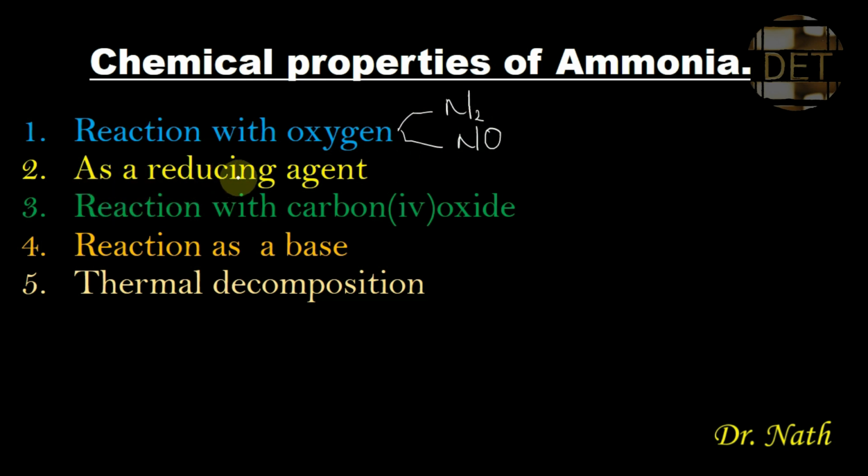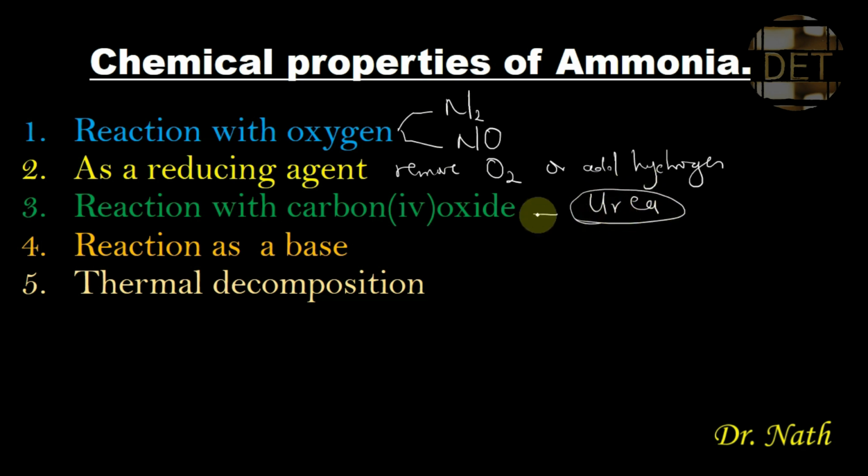Then we also looked at the chemical property of ammonia as a reducing agent. And we said that ammonia will either remove oxygen, O2, from a compound, or it will add hydrogen. So any reaction whereby ammonia removes oxygen from a compound or adds hydrogen to a substance, that reaction is a reducing reaction. The next one we looked at was the reaction with carbon dioxide, and we said that when ammonia reacts with carbon dioxide, very importantly, a substance called urea is formed, and this is an organic product.